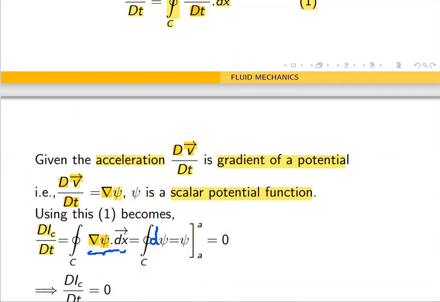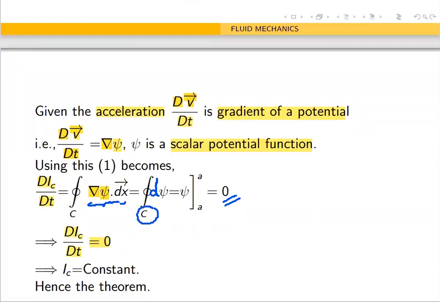And what are the limits? Limits are A and A. The initial point and the end point are both the same because our C is a closed curve. Fine. So for any function, if the upper limit minus the lower limit is taken and both the limits are the same, then it is always equal to 0. So we got the LHS: dI_C by dt is equal to 0. What is I_C here? I_C is nothing but circulation. So the rate of change of circulation is 0. That means I_C is constant. Hence, Kelvin's circulation theorem. Very, very easy theorem.